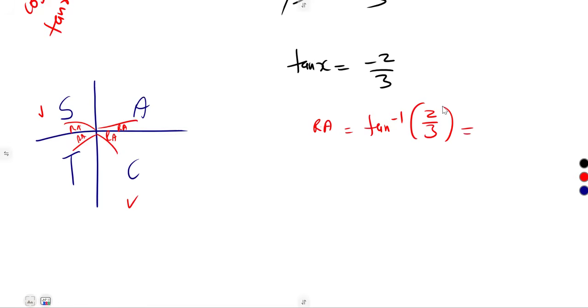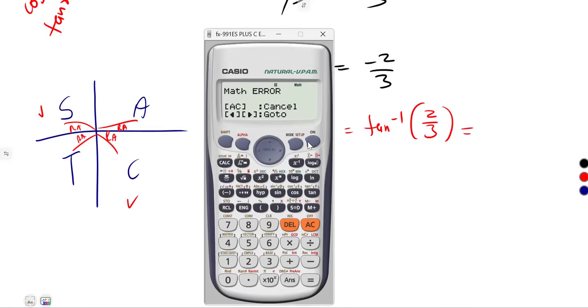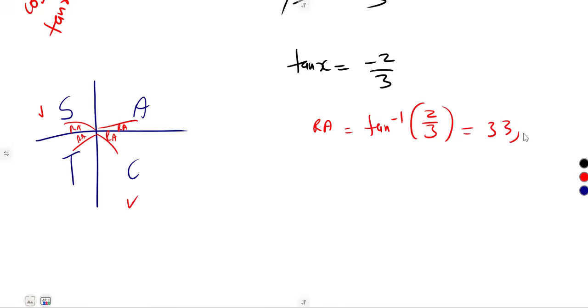The negative is simply telling us which quadrant it is where tan is negative. So let's find this arctan. So that's shift tan 2/3. This was going to give us 33.69. We can round off to 3 decimal places. You can see it's going to be a 0 there. Shift, fix this one, 33.69. Okay, so that is what you're going to have as the reference angle.